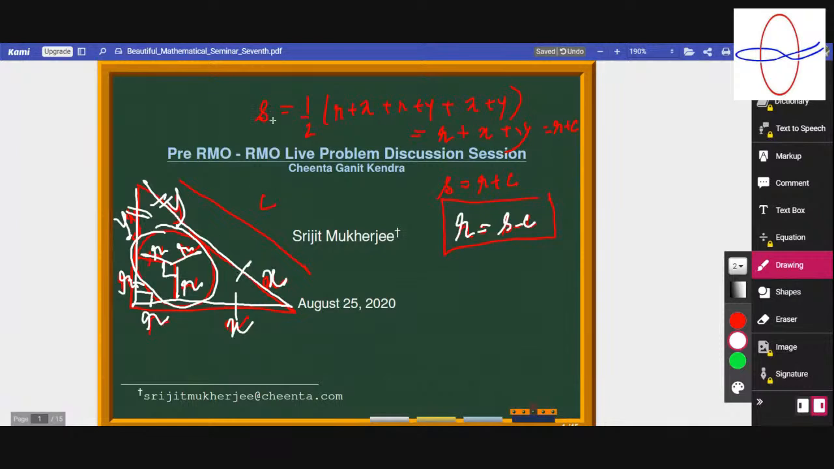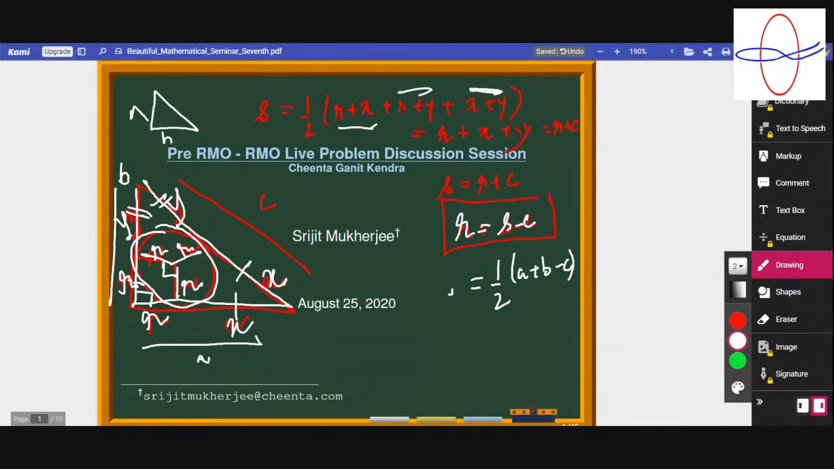So therefore, it turns out that the semi-perimeter S is equal to half into R plus X plus R plus Y plus X plus Y. Okay, so it turns out R plus X plus Y equals R plus C, the hypotenuse. Therefore, R turns out to be S minus C. That is half into A plus B minus C. That's what Raghav was telling. This is A, this is B. So therefore, it's A, B, C. Then R is equal to half into A plus B minus C.